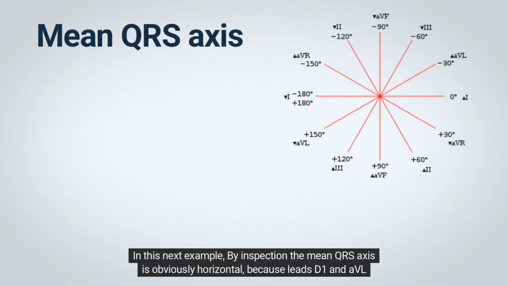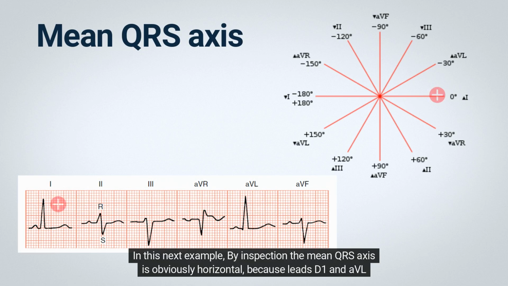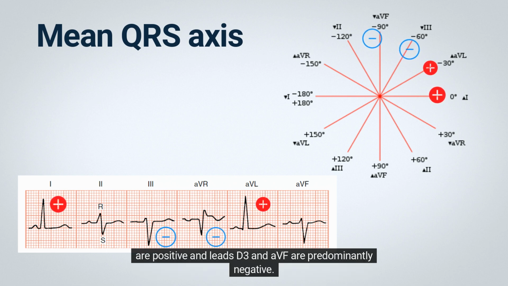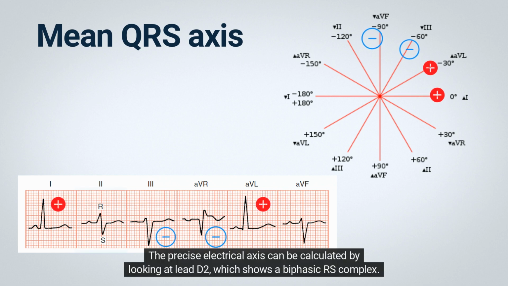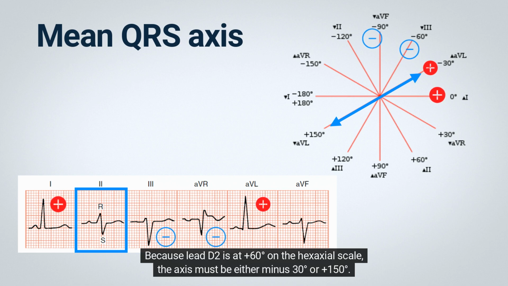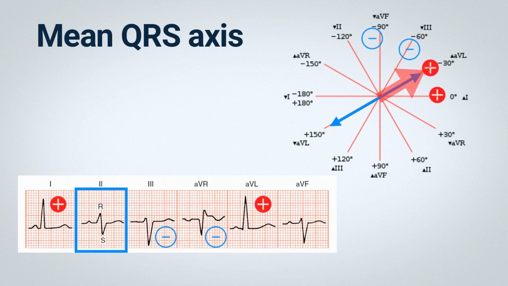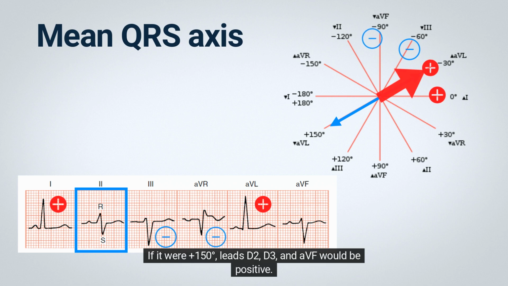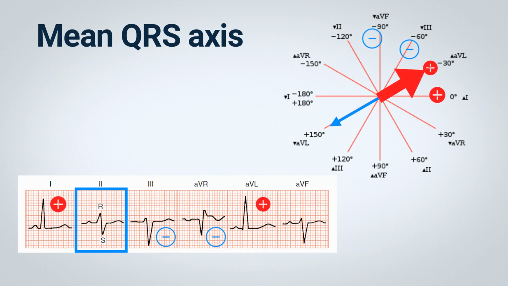In this next example, by inspection the mean QRS axis is obviously horizontal, because leads D1 and AVL are positive, and leads D3 and AVF are predominantly negative. The precise electrical axis can be calculated by looking at lead D2, which shows a biphasic RS complex. Therefore, the axis must be at right angles to lead D2. Because lead D2 is at plus 60 degrees on the hexaxial scale, the axis must be either minus 30 degrees or plus 150 degrees. If it were plus 150 degrees, leads D2, D3, and AVF would be positive. Clearly, the axis is minus 30 degrees.